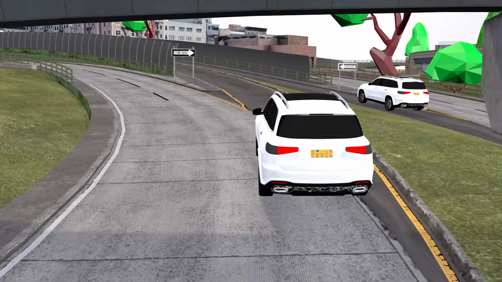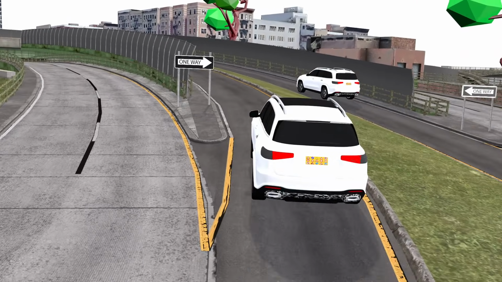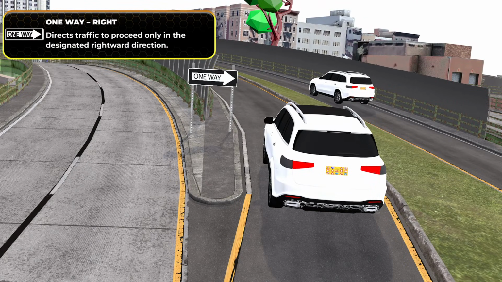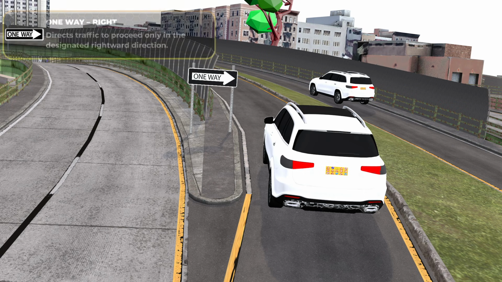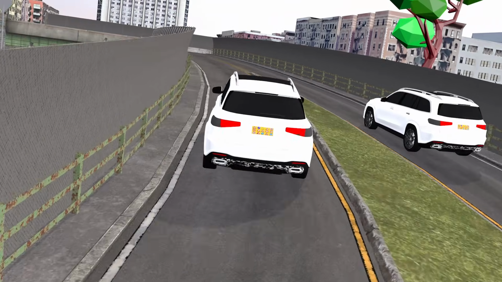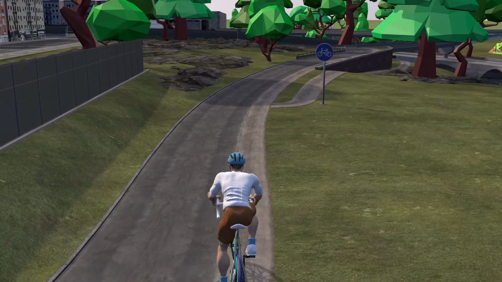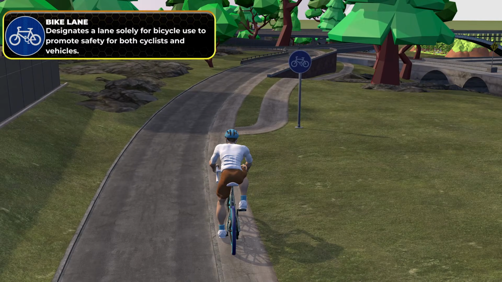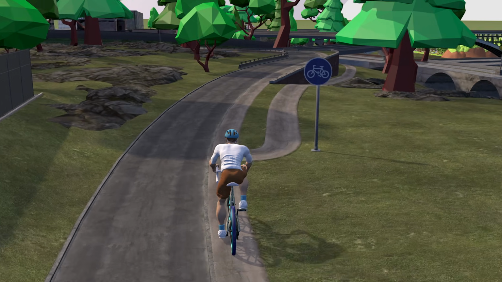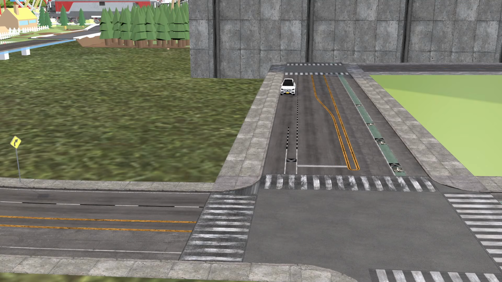This is the one-way, right sign, and it means that traffic is only allowed to move in the direction indicated by the arrow, which in this case is to the right. This helps keep traffic flowing smoothly in one direction, especially in city centers or narrow streets. This is the bike lane sign, and it means that the marked lane ahead is reserved exclusively for cyclists. Drivers must not enter, block, or park in this lane.